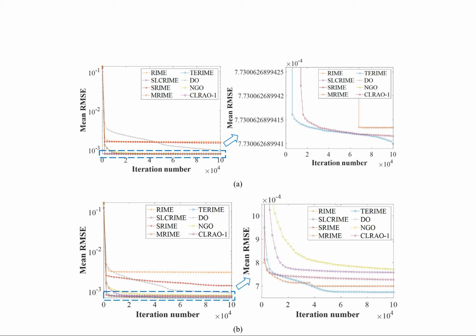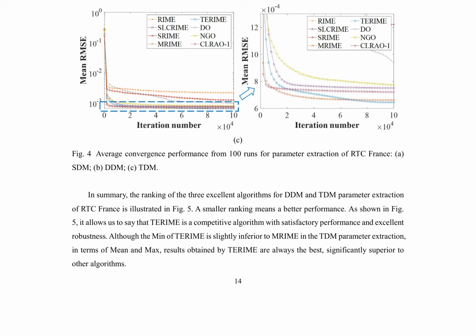In a comprehensive analysis of 100 runs, Figure 4 reveals that TERIME consistently outperforms its counterparts in terms of mean and maximum values, despite exhibiting a slightly inferior minimum value compared to MRIME in TDM parameter extraction. This superior performance is further visualized in Figure 5, where a lower ranking indicates better performance, solidifying TERIME's position as a competitive algorithm with satisfactory performance and excellent robustness in this context.